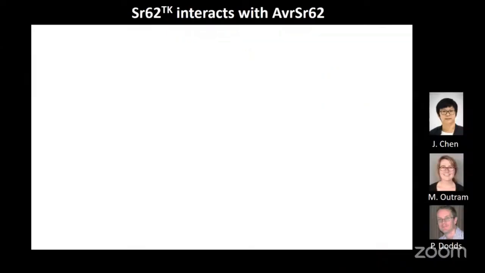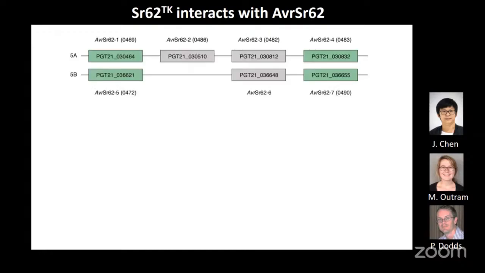Okay, in parallel with this, we worked with Peter Dodds and two postdocs of his, Megan and Sean, at CSIRO in Australia. At the time, they had developed a very good system for cloning the corresponding effectors of resistance genes. They applied their method to Sr62, and lo and behold, they identified the corresponding effector, AvrSr62. AvrSr62 belongs to a multi-gene family in the stem rust fungal genome.